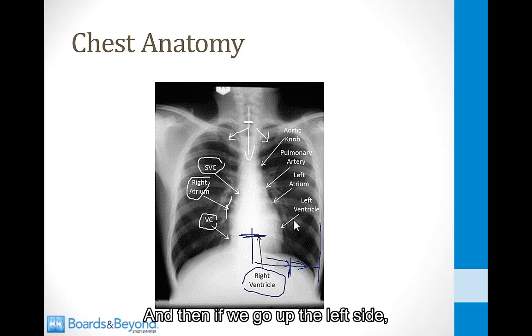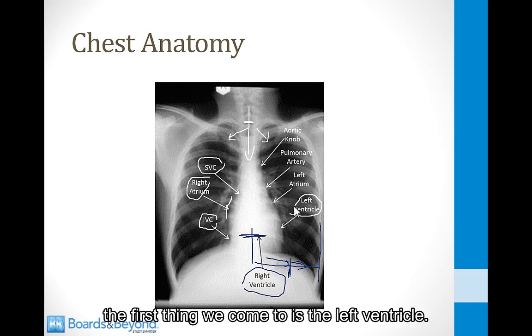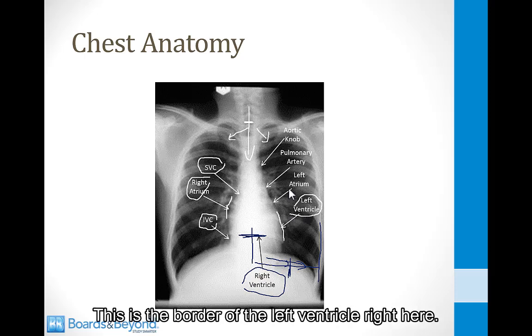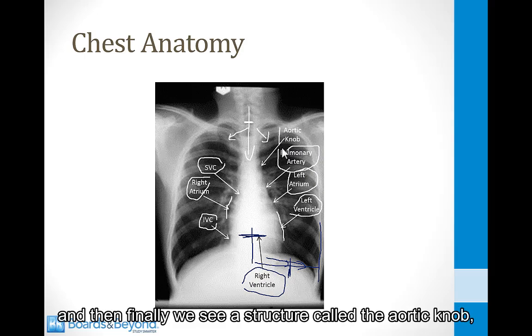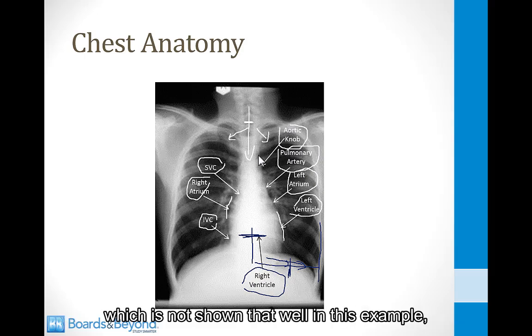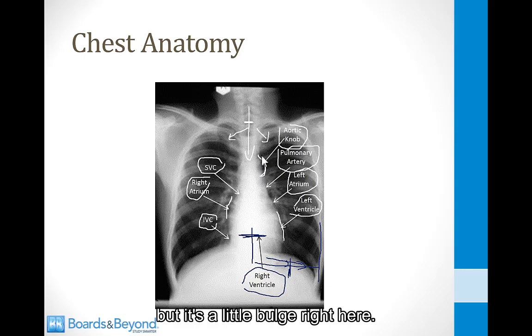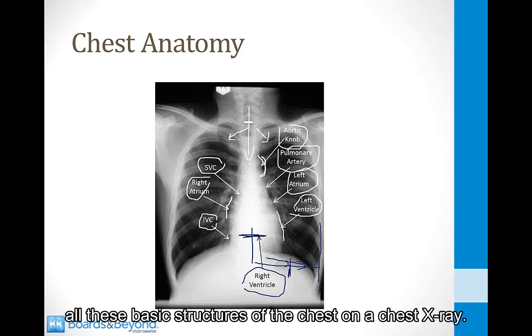And then if we go up the left side, the first thing we come to is the left ventricle. This is the border of the left ventricle right here. The left atrium is a little bit higher up. That's followed by the pulmonary artery. And then finally, we see a structure called the aortic knob, which is not shown that well in this example, but it's a little bulge right here. And that's just a part of the thoracic aorta that's seen normally on chest x-ray. And you should be able to identify all these basic structures of the chest on a chest x-ray.